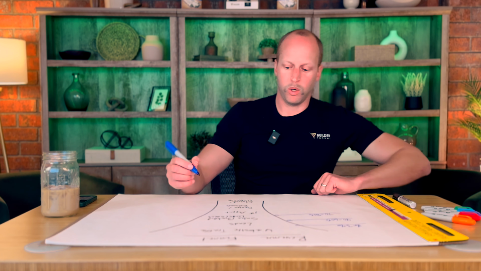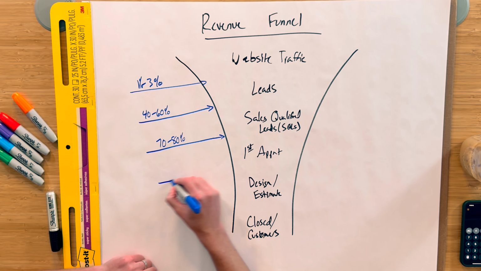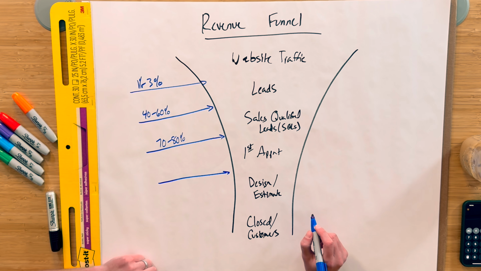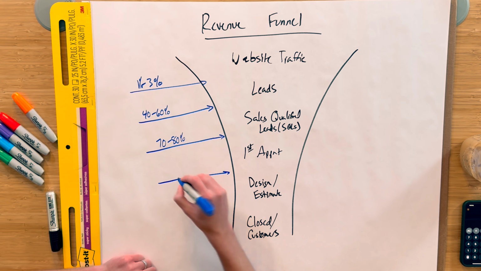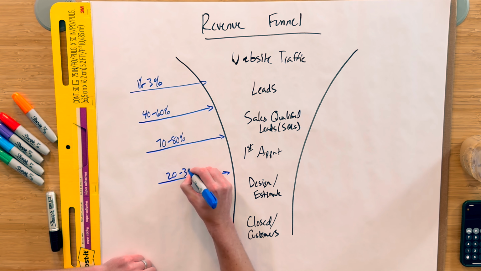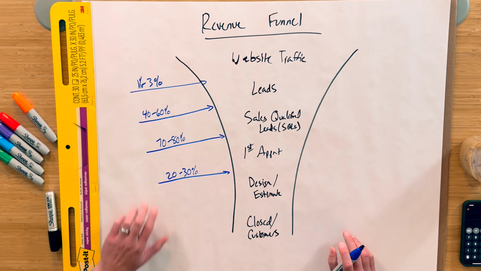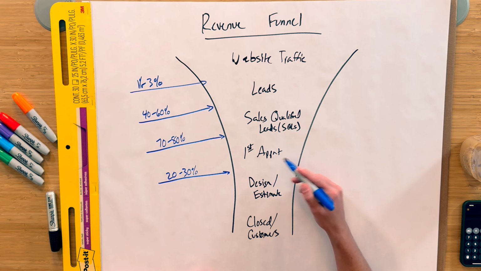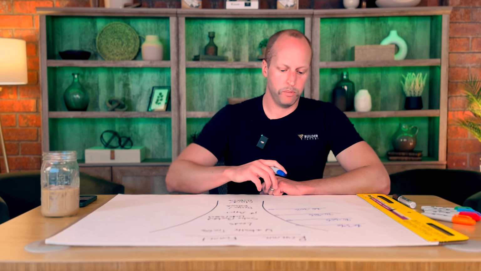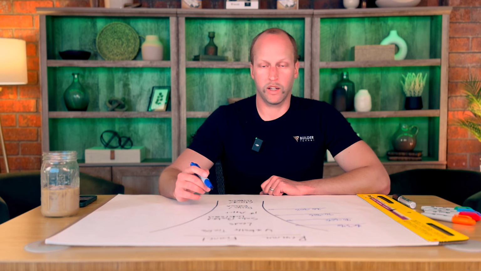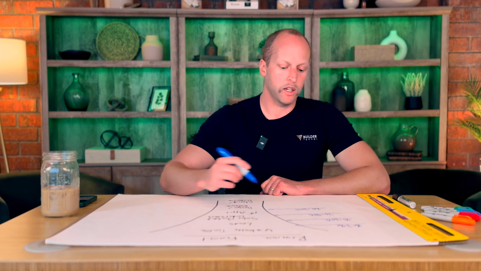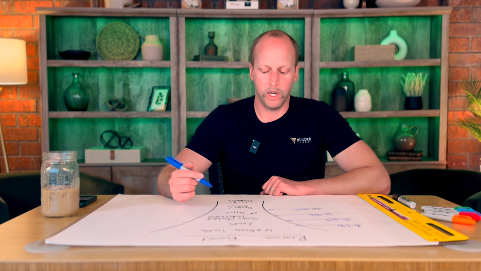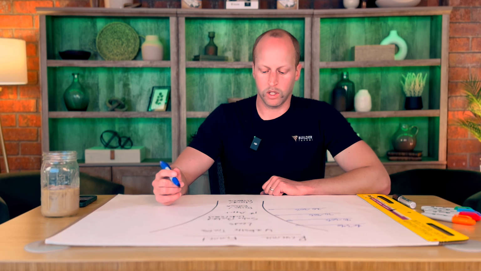Once we've got them at the appointment stage, we're going to convert them into design or an estimate. And so this is going to be somewhere in that 20 to 30%. If you're closing less than 20%, there's probably an issue here in terms of how you're presenting, how you're pitching. If you're more than 30%, if you're in the 50% range, you might actually have some opportunity to raise some pricing. But this is a good benchmark to be shooting for.